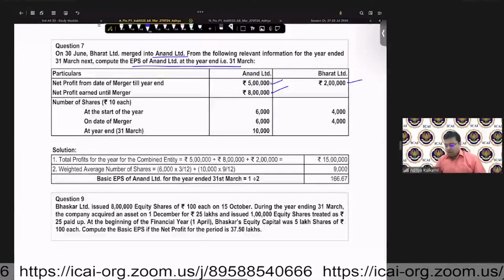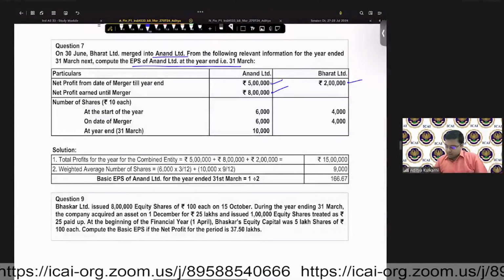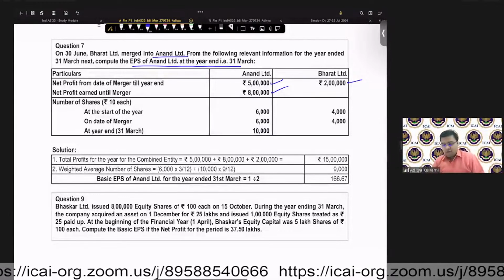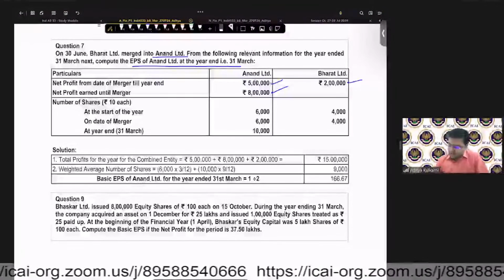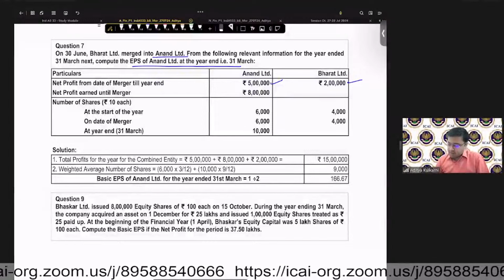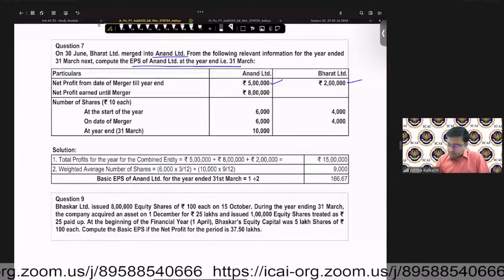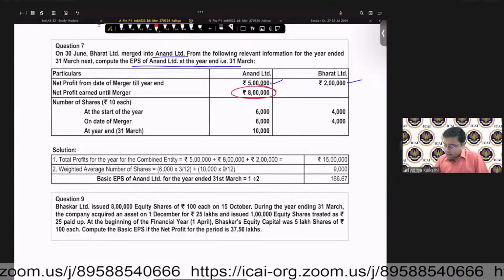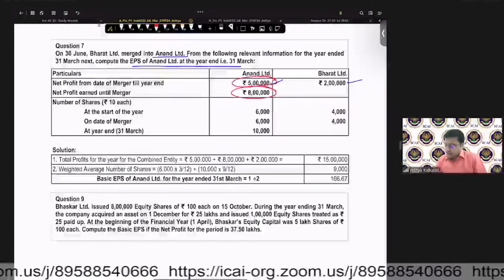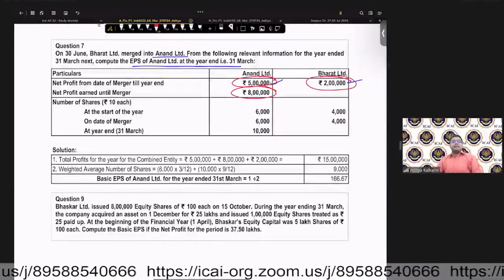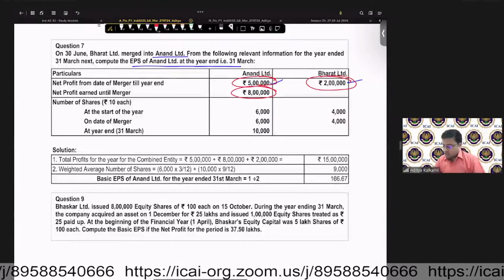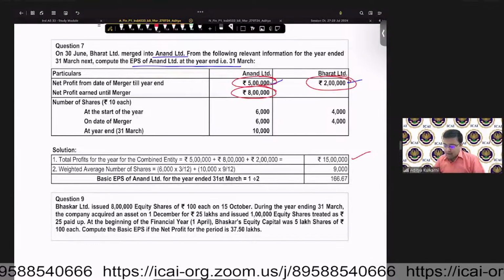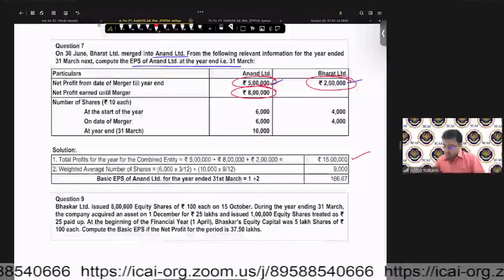So how am I going to do the working? Well, total profits for the year of the combined entity will be 8 lakhs. It will be 5 lakhs and it will also be 2 lakhs because they are essentially one entity only. So this becomes 15 lakhs divided by the weighted average number of shares.